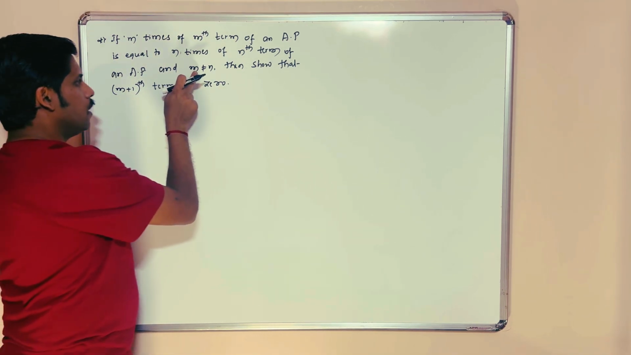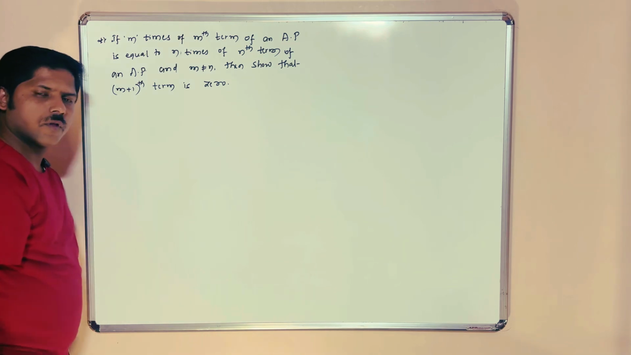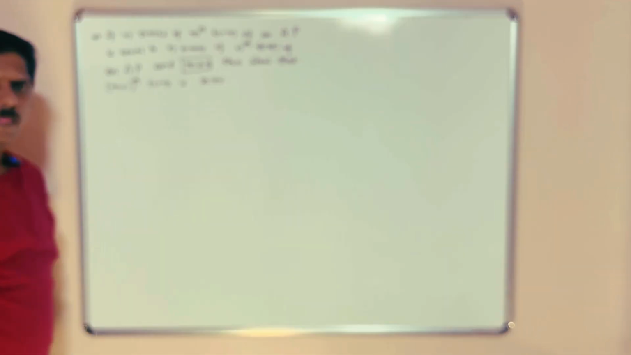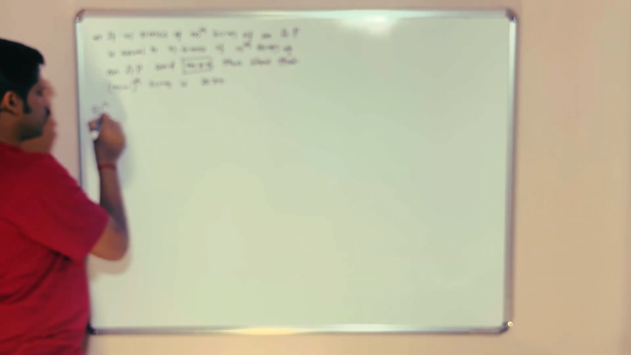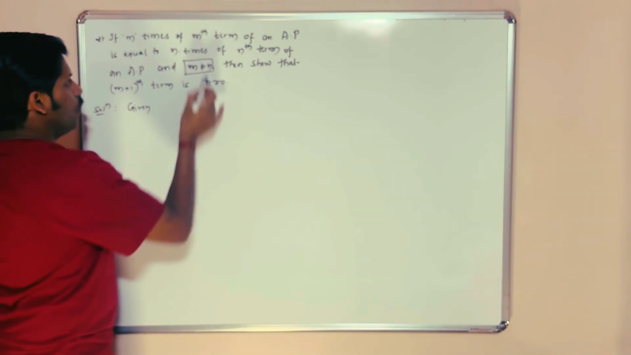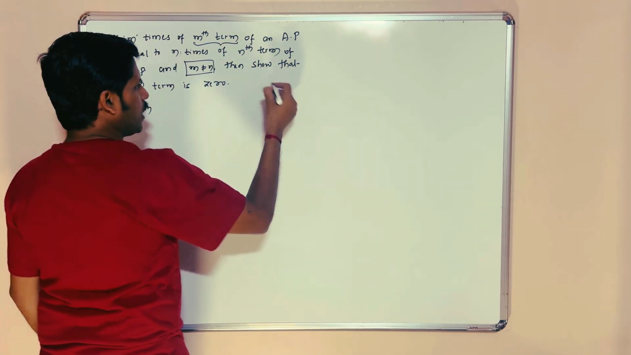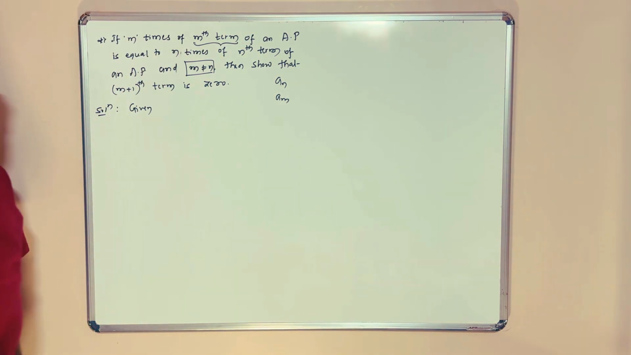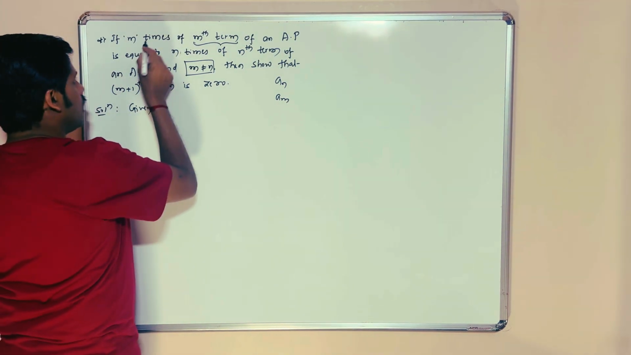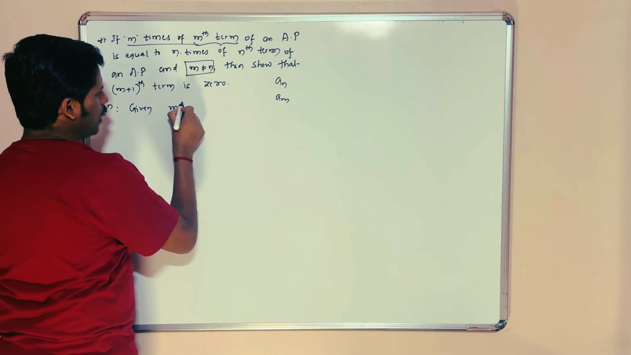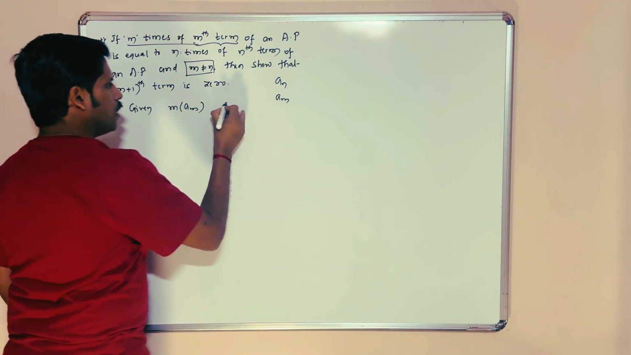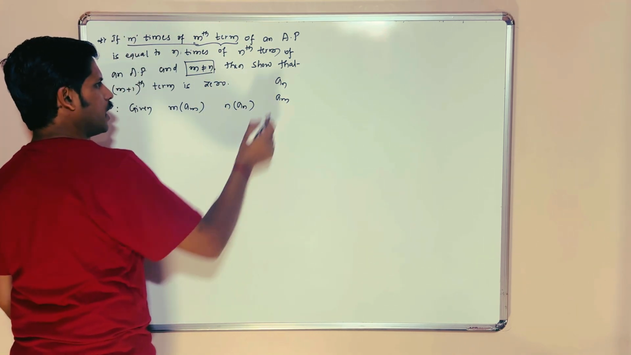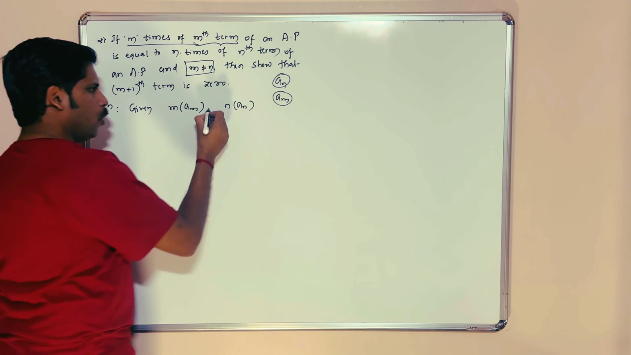And we have to show that the m plus 1th term is 0. Also given is m is not equal to n. So first we will write what is given. We know that the nth term of an AP is an. Then the mth term of an AP is am. So given is m times the mth term, m into am. Second one is n times the nth term, n into an. Both are equal here.